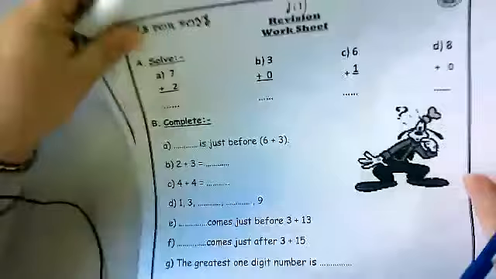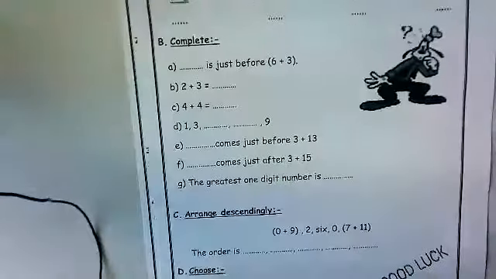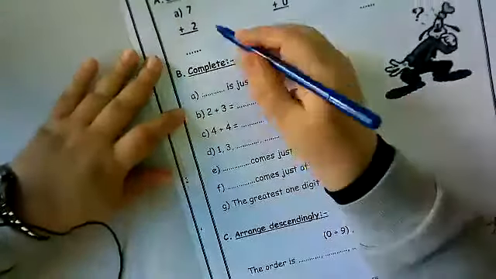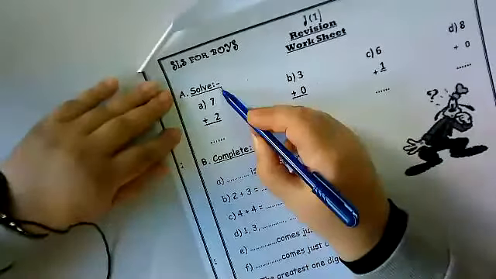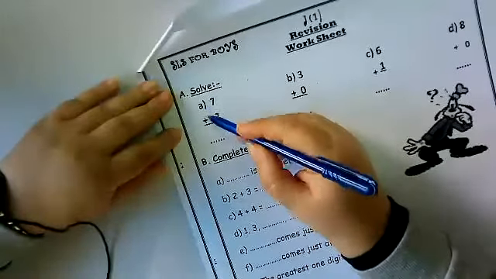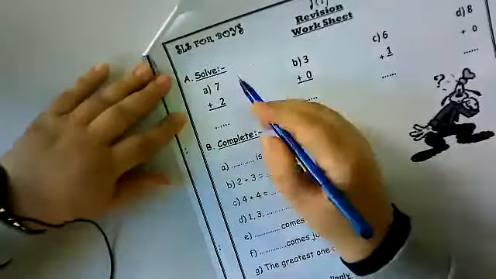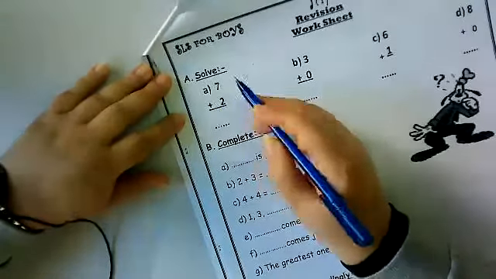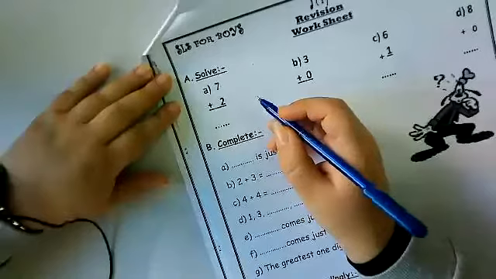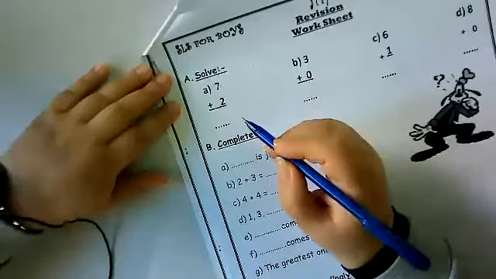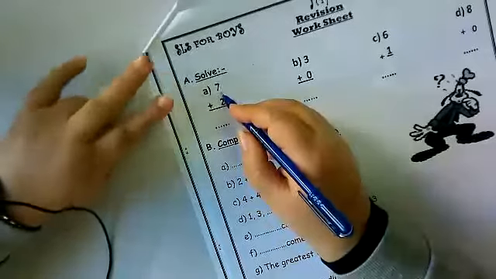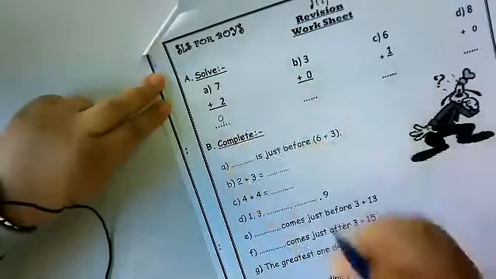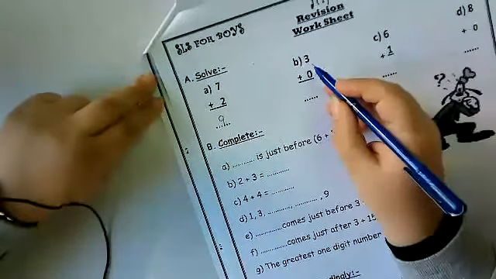It's sheet number 2. Okay, number A, 7 plus 2. 7 in your mind and 2 on your fingers, and count, of course. In addition, we count after the bigger. I keep repeating, in addition, we count after the bigger. So 7 in your mind and 2 on your fingers. After 7, 8, 9, right? 9. Okay, next. Excellent, boys.